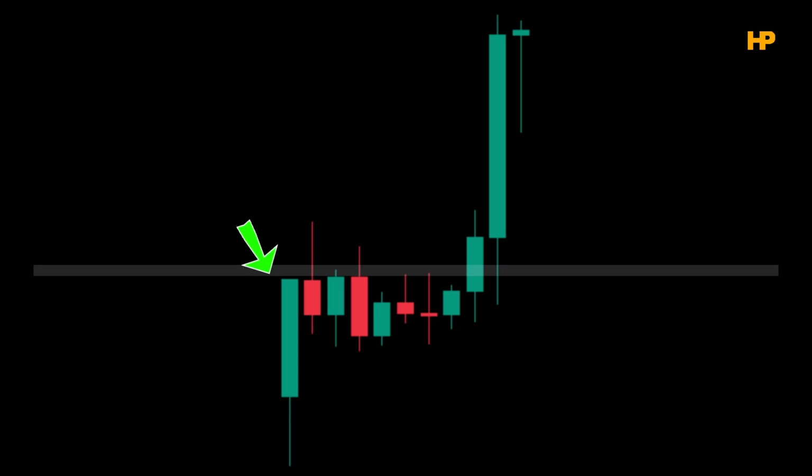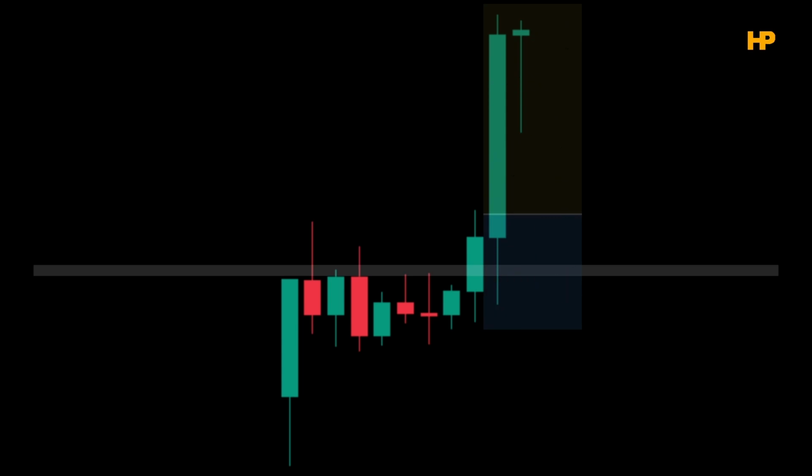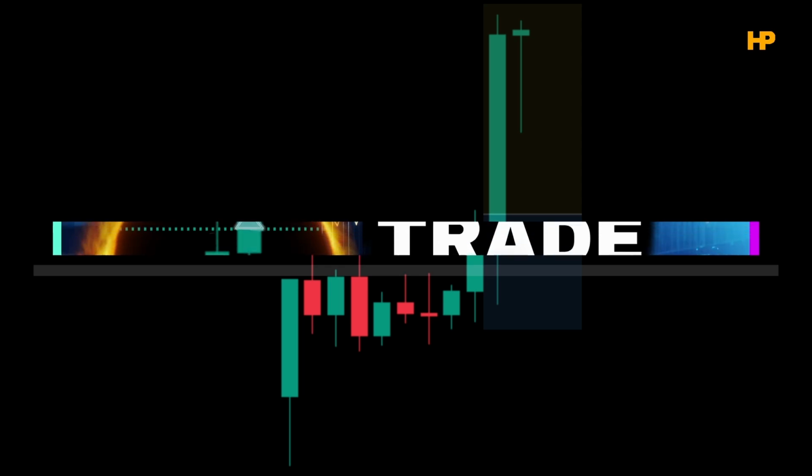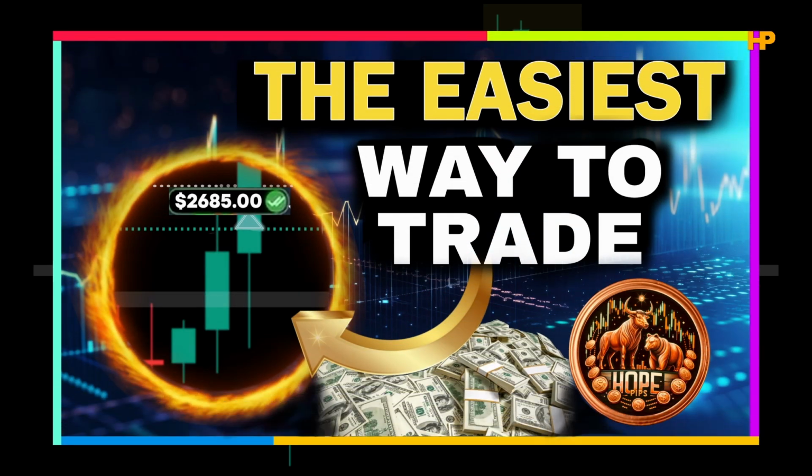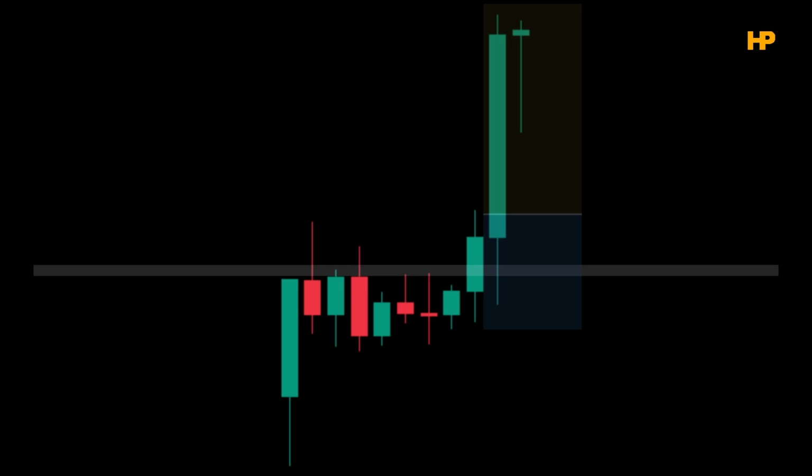Draw key zones, nothing but resistance and support from the prior move low to high. Enter at the break of key levels with a bullish or bearish candlestick confirmation. If you don't know the breakout setup confirmation candle, please watch this video. We explained it at an advanced level.